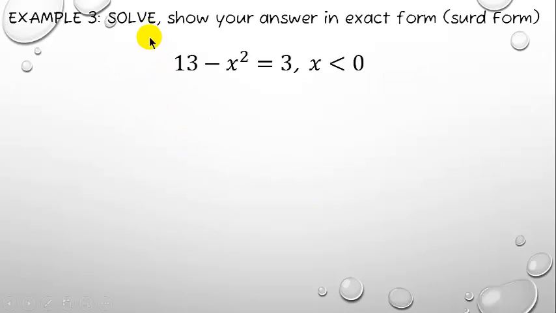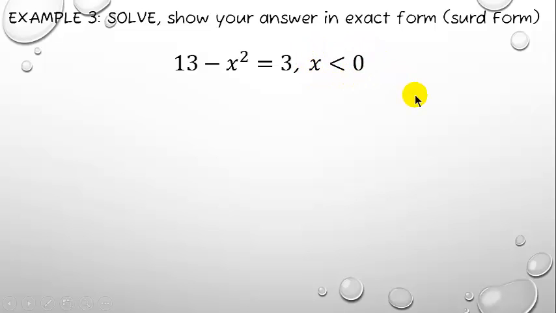Okay, example 3, solve. Show your answer in exact form or surd form. They can be asked either way and they mean the same thing. The surd is just that square root symbol. We're going to leave it in that square root sign. So looking at this one, I have 13 minus x squared equals 3, provided x is less than 0. So they're giving us a stipulation on this.